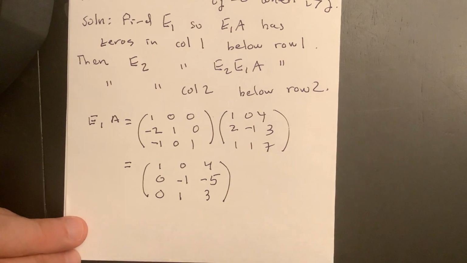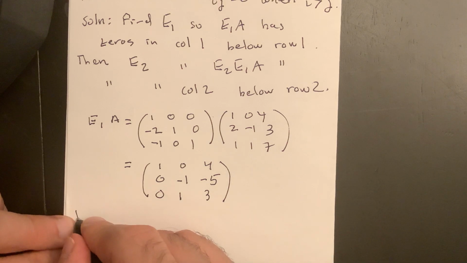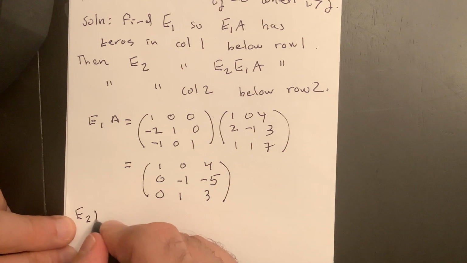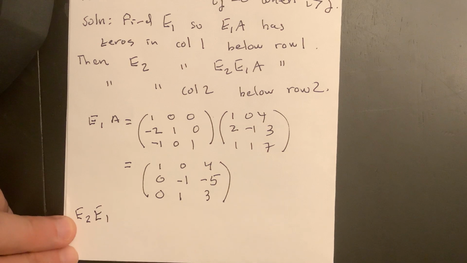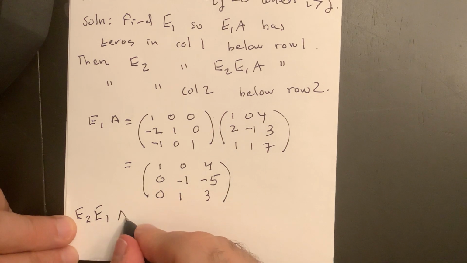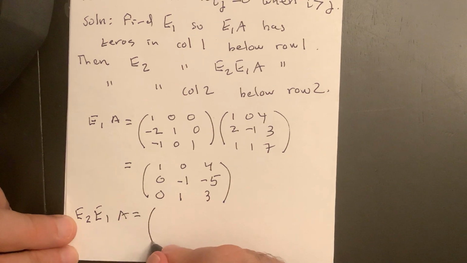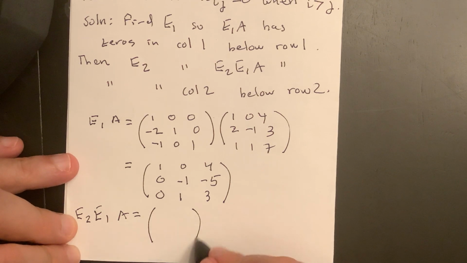And I'm almost there. I want to now find E2. So let me write it here so that I remember it. E2, E1A. And what should I multiply E1A by now to get?